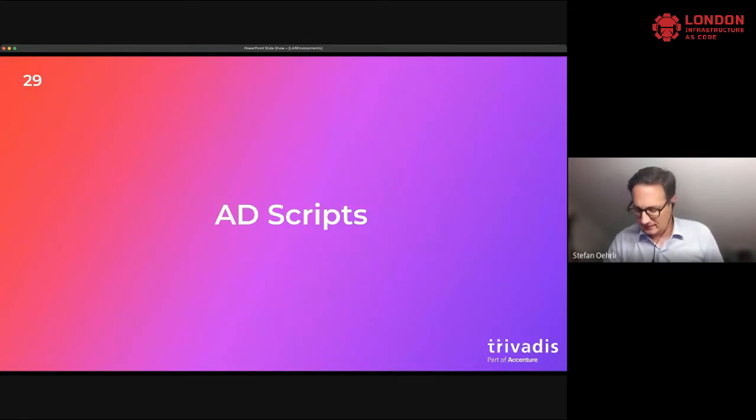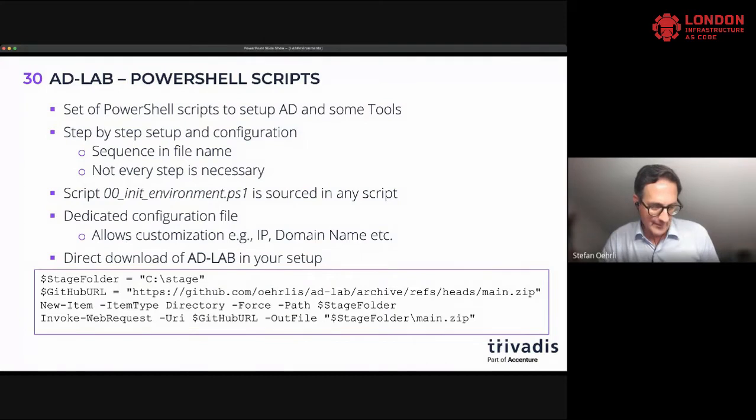Okay, let's look into the Active Directory scripts. I just saw in the chat that you were talking about the Windows license and ISO image, and so I'm going to show you later on how I'm going to use my VAGRANT setup. So I basically don't have to care about which Windows version, because I just take one from the VAGRANT cloud. But I show you this later on.